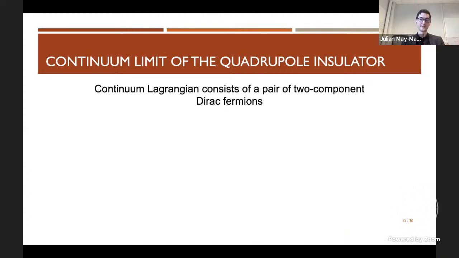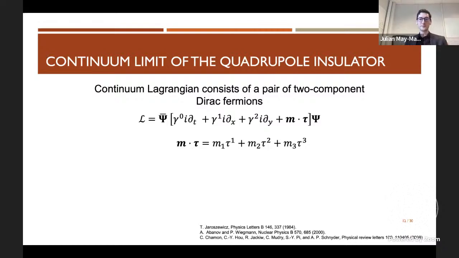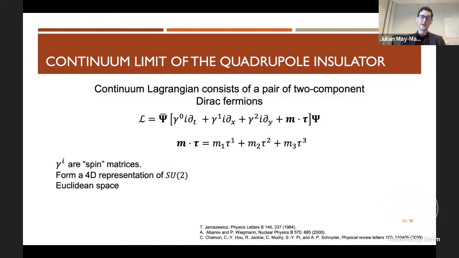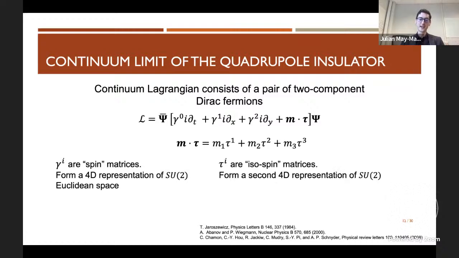All right, so based upon this, the continuum Lagrangian for our quadrupole insulator is going to consist of 2 two-component Dirac fermions. And we can write this in terms of one 4-component spinor as follows, where we can write these M1, M2, and M3 mass terms in terms of one mass vector M. Now, these gamma matrices are going to be what we can call spin matrices, which are going to form a 4D representation of SU2. Here we'll be working in Euclidean space, although we could do Minkowski space if we wanted to by a Wick rotation. And secondly, we have these tau i matrices, which are isospin matrices. These are going to form a second independent 4D representation of SU2.